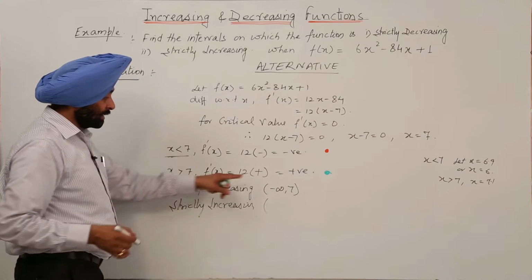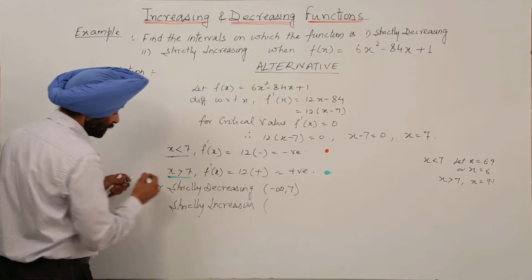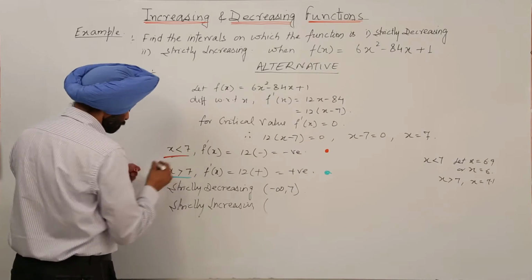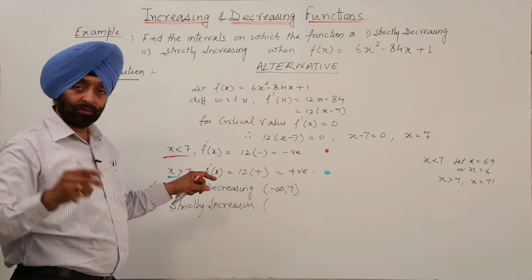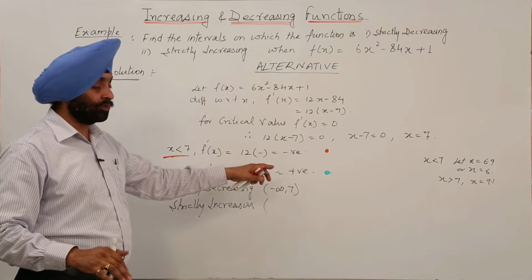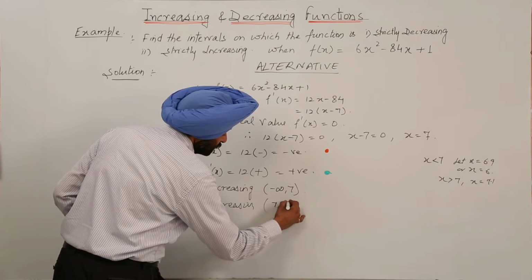Now for the strictly increasing we have positive, and for the positive part what we are having? This one, x is greater than 7. x is greater than 7, and this means what? If we are putting x greater than 7 till infinity, then always the result will be positive. So for the increasing function it is 7 to infinity.